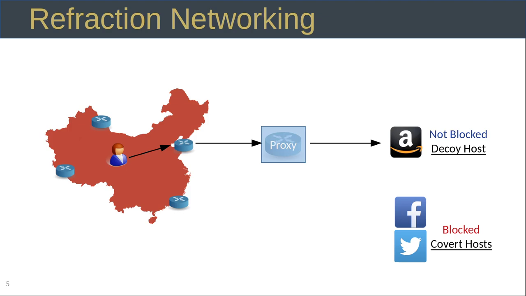And what refraction networking does is it moves the proxying logic into the center of the network. So now a user who wants to use a refraction networking proxy connects to a host that is unblocked, where their traffic routes past the proxy in the middle of the network and includes a tag such that the proxy can identify the flow and forward it to the censored content that the user wants to access. And if the censor were to inspect this flow, what they would see is that the traffic looks like it's coming from a site that is allowed to be accessed.